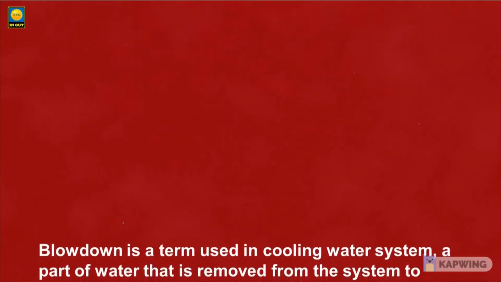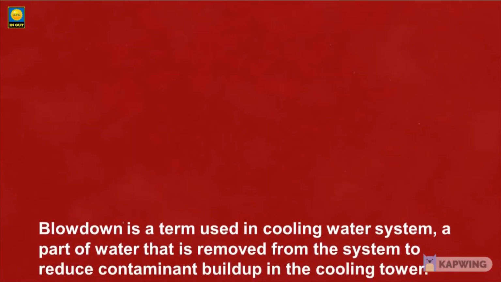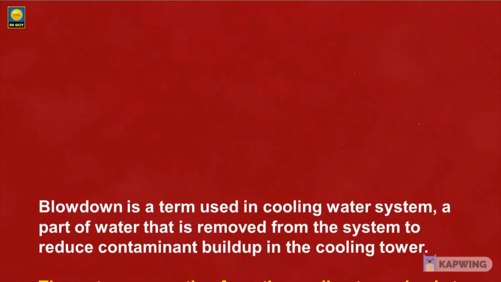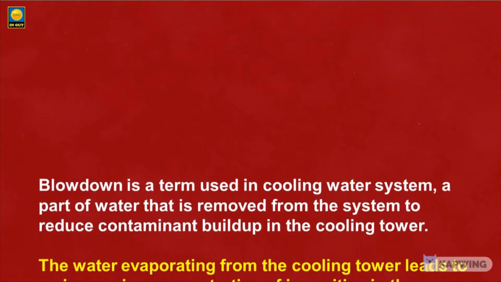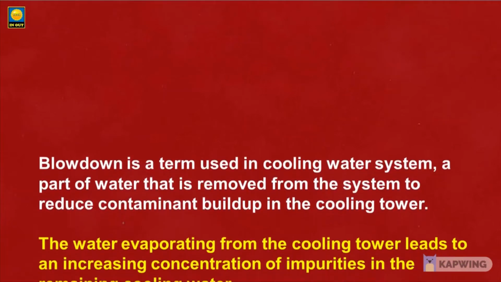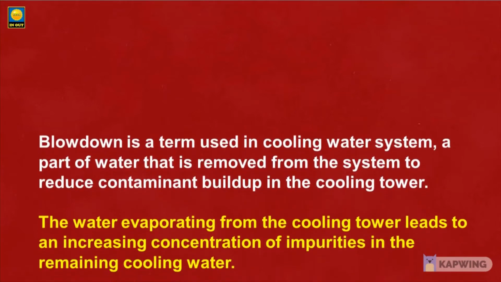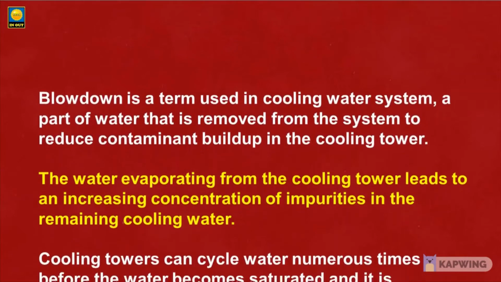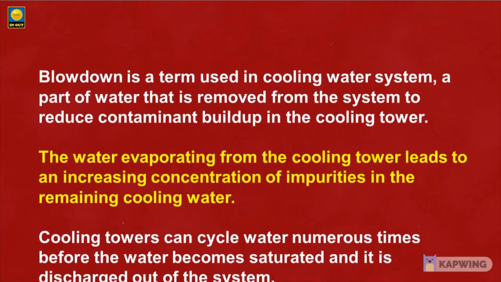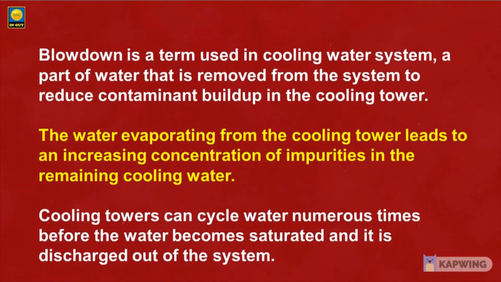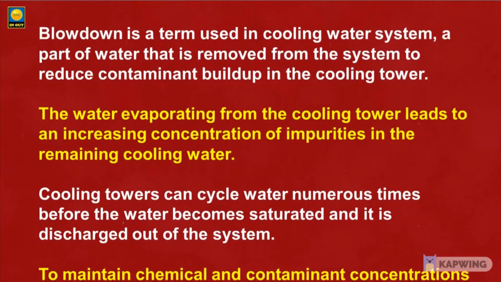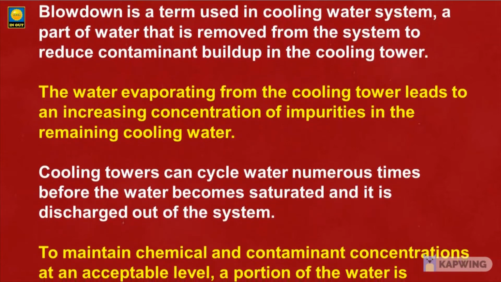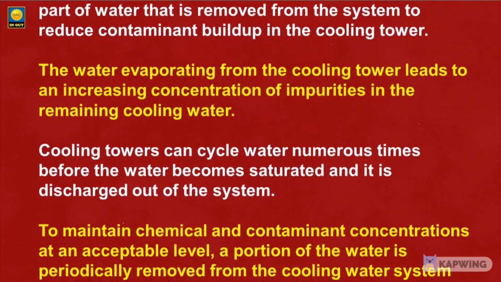Blowdown is a term used in cooling water system, a part of water that is removed from the system, to reduce contaminant buildup in the cooling tower. The water evaporating from the cooling tower leads to an increasing concentration of impurities in the remaining cooling water. Cooling towers can cycle water numerous times before the water becomes saturated and it is discharged out of the system.